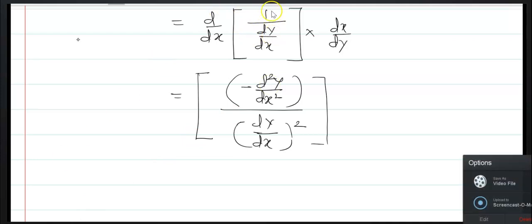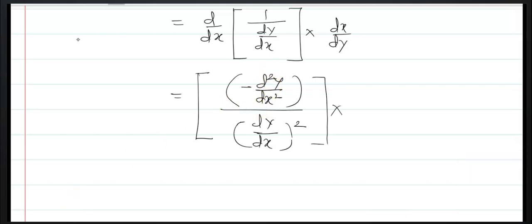1 upon x. What is the derivative of 1 upon x? It is minus 1 upon x square into d/dx of that x. In the same way, derivative of 1 upon dy by dx is dy by dx bracket square into d/dx of dy by dx, which is d2y by dx square, and it has a minus sign.